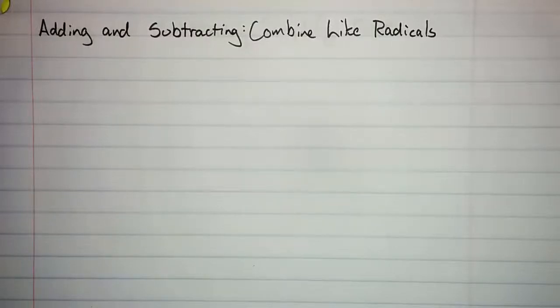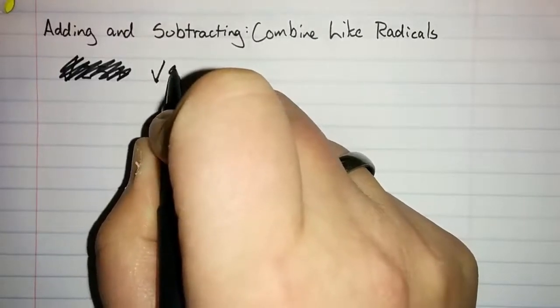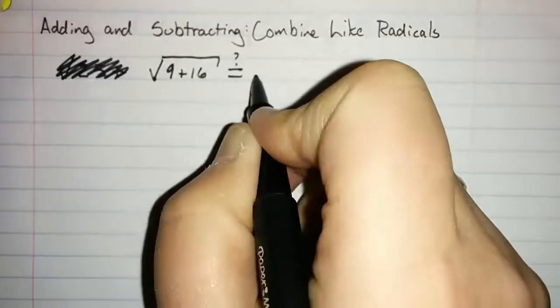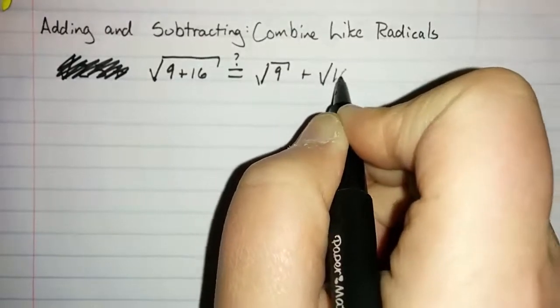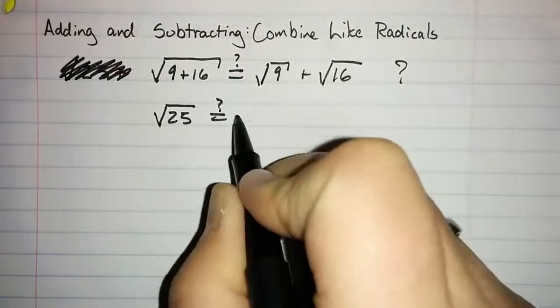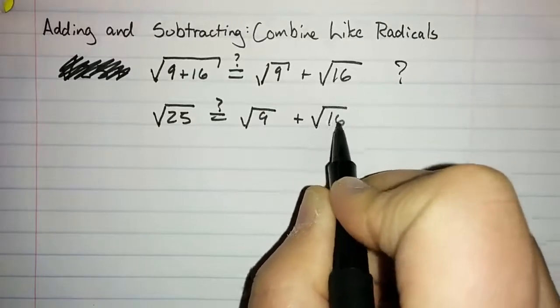So when we're talking about addition and subtraction with radicals, it's mostly a story about what we cannot do. We just can't add and subtract radicals in a nice way. So for example, if I take the square root of 9 plus 16, is that going to be equal to the square root of 9 plus the square root of 16? Well, 9 plus 16 is 25.